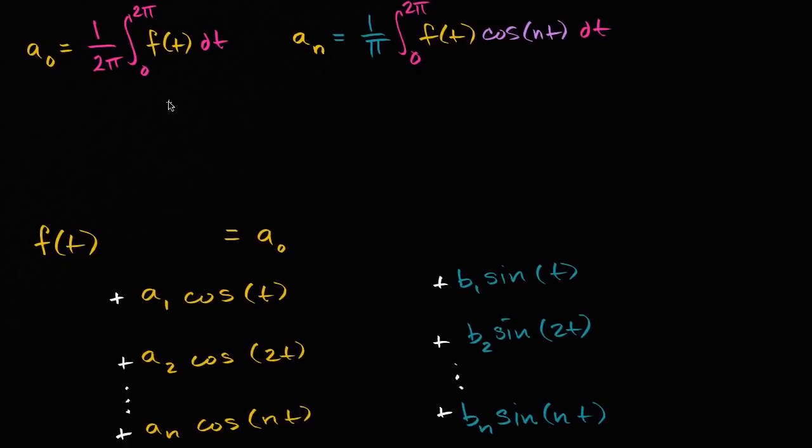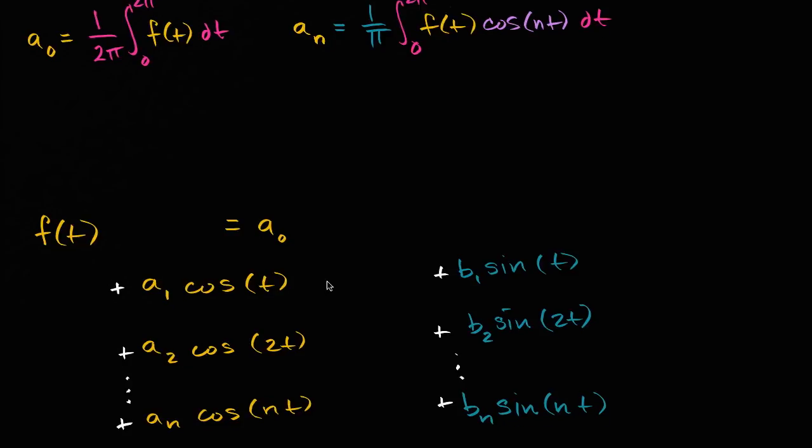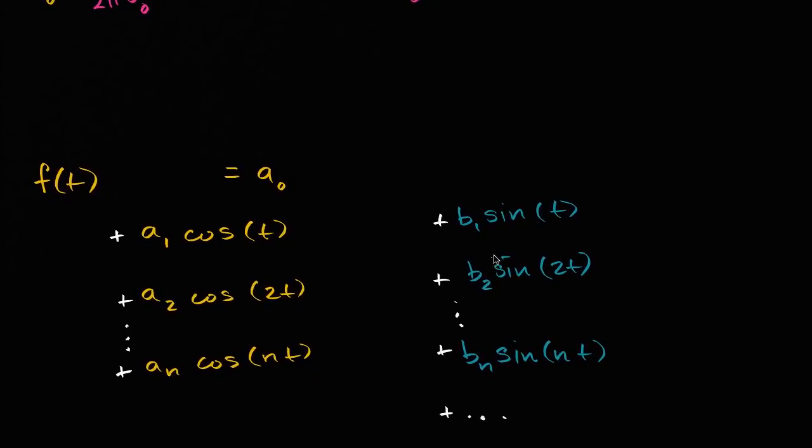We have figured out a formula for a sub 0. We've figured out a formula in general for any of the coefficients on the cosines. And now let's figure out a way to figure out the coefficients on the sines. So how can we do that?